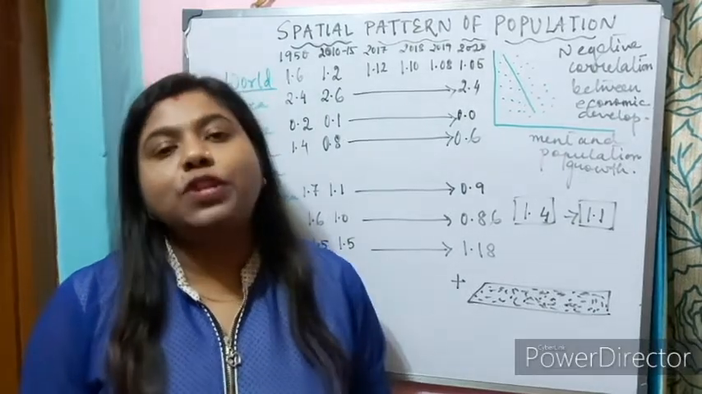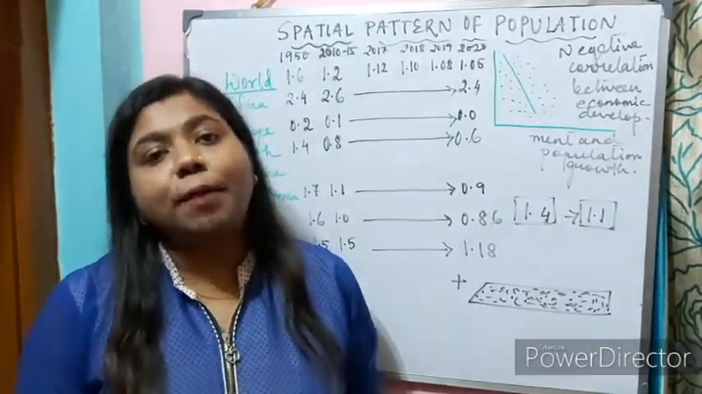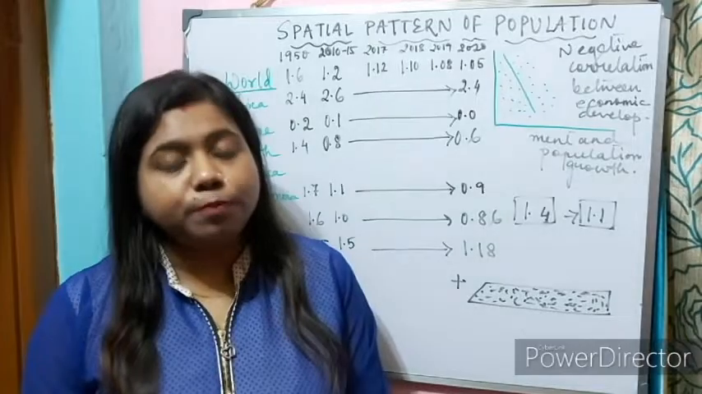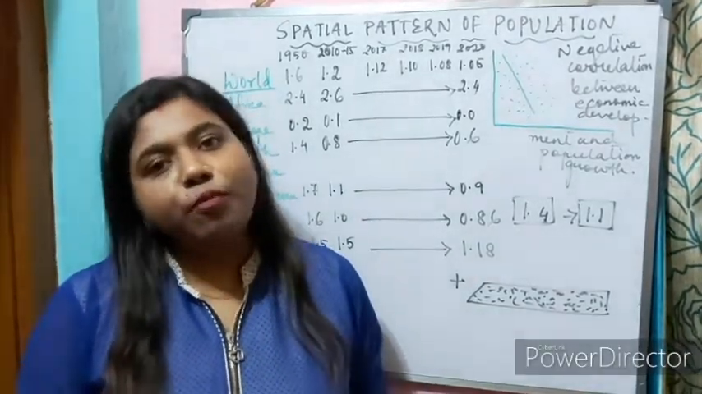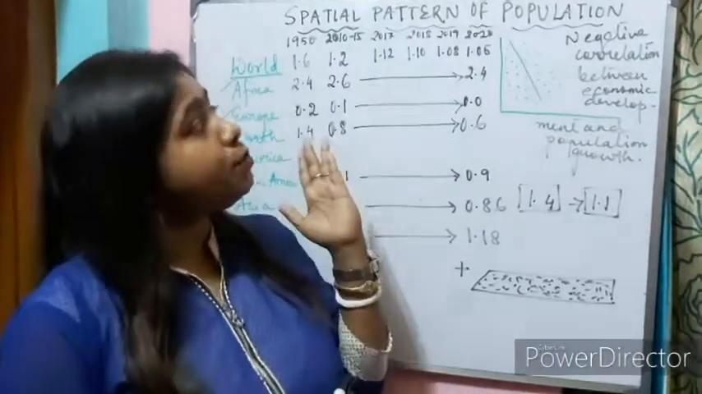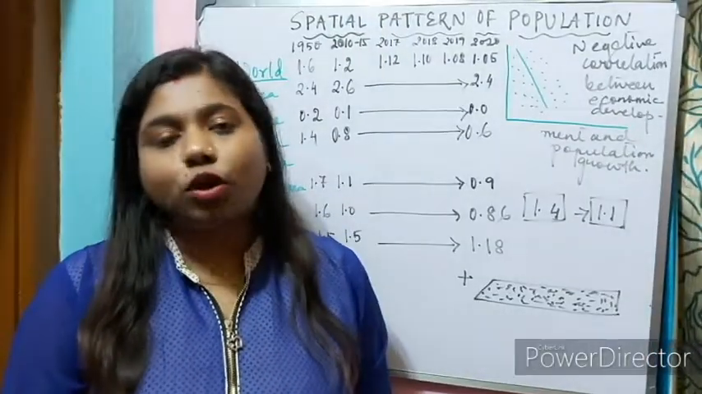So today what we tried to understand was the trend in population change, how the population is increasing, the doubling time of population, and this pattern of population. I hope all of you understood.